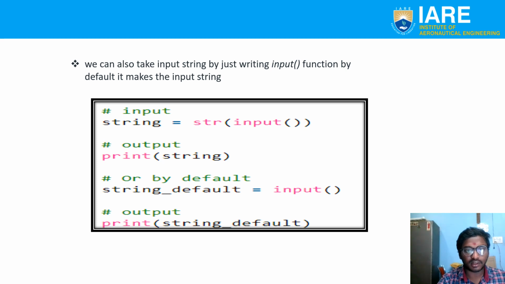In the following figure, the input is string equals str input. It means it only takes a string, and for output we print the string. Or by default, string underscore default equals input, then print string default. Then we get the string which was given by the user.